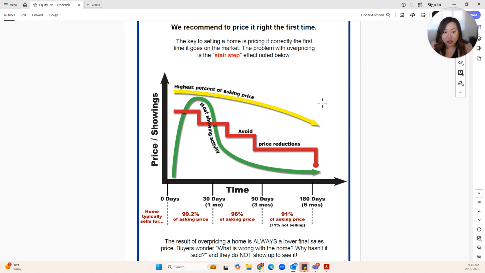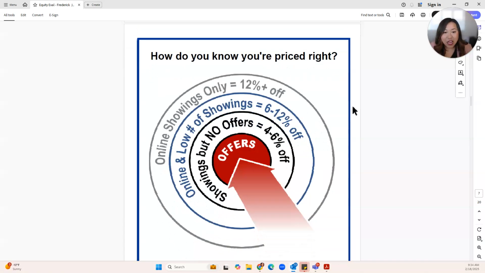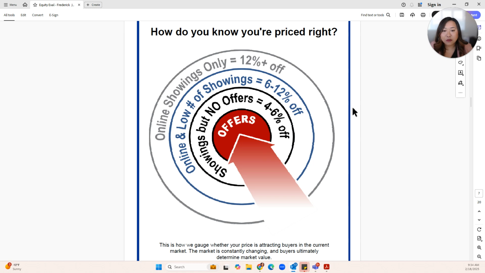I would say in our listing presentations, this is probably one of the most powerful visuals that we have to help people understand why it's so important to price right the first time and not overprice in a market. The next thing then is how do you know your price is right? This bullseye is something we refer back to often, even once we're on the market, because it helps our clients understand, hey, we're getting some online showings and no longer any foot traffic. We're probably this percentage off.